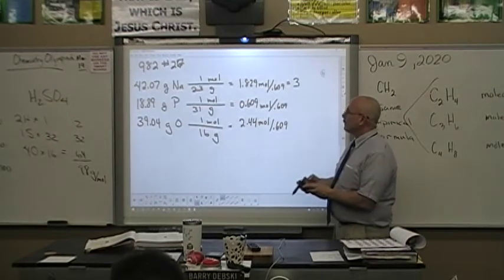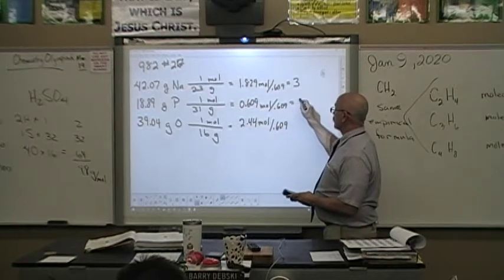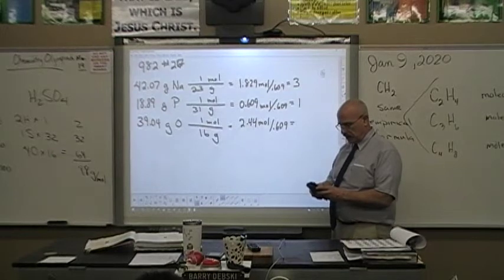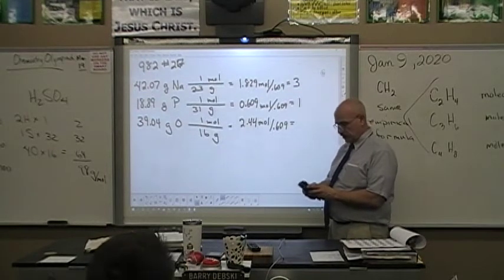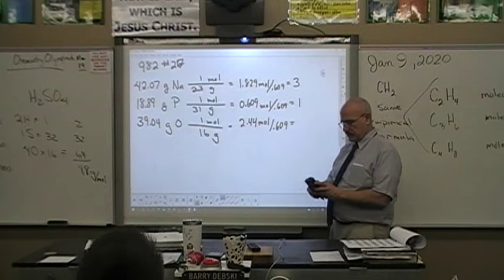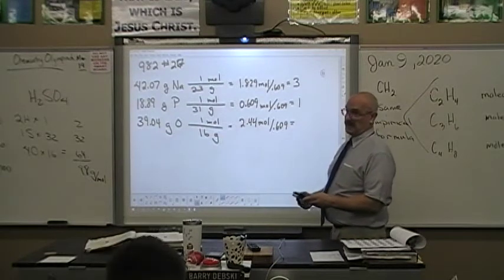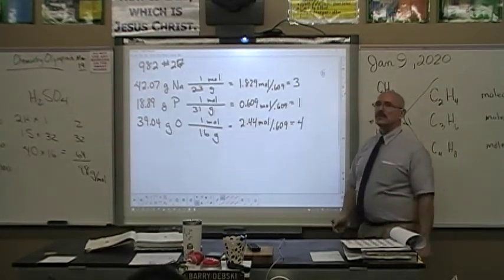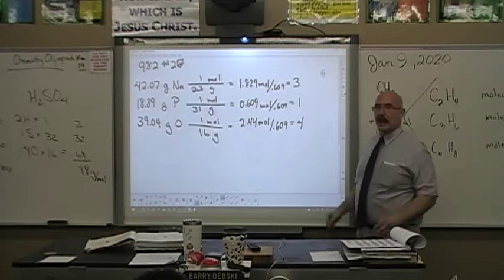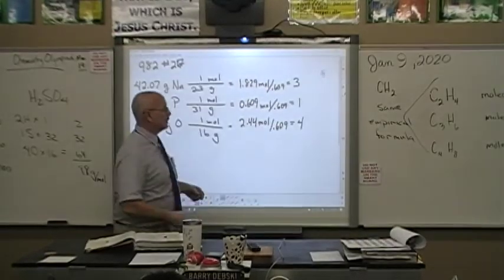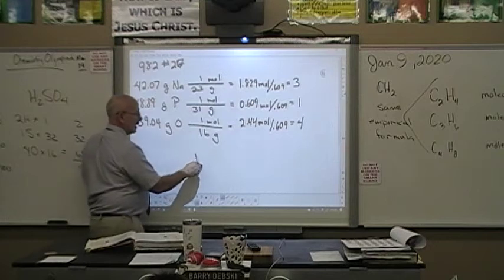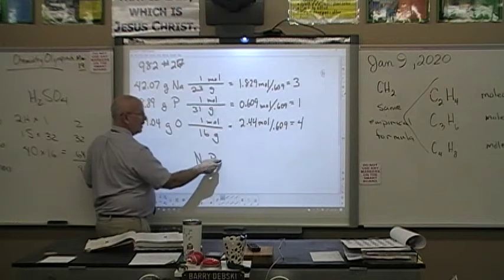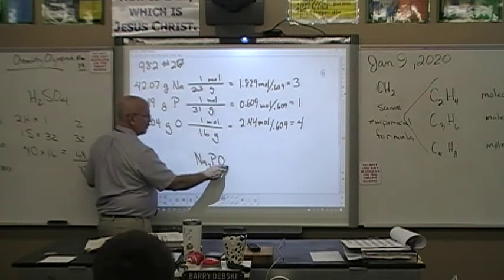Okay? 0.609 divided by 0.609, 1. 2.44 divided by 0.609. It looks like it's going to be close to 4. Let's see if it is. 4.006. Yeah. If you got something out in the thousands place, we're going to drop those. We're going to truncate. I'm done on this one. I don't need to do that last step on this one. My formula is Na3PO4.